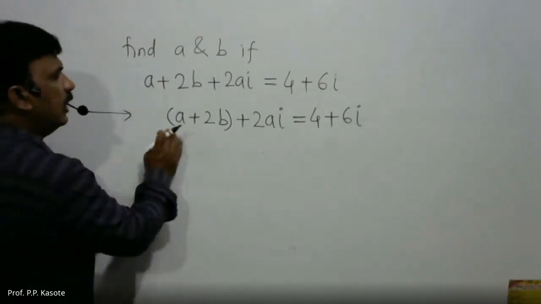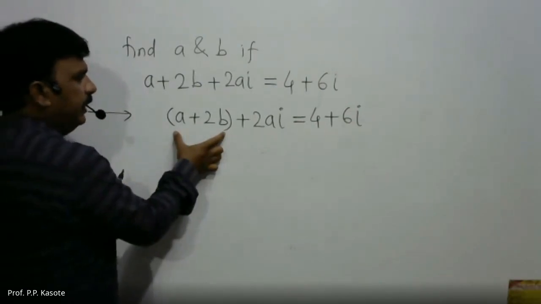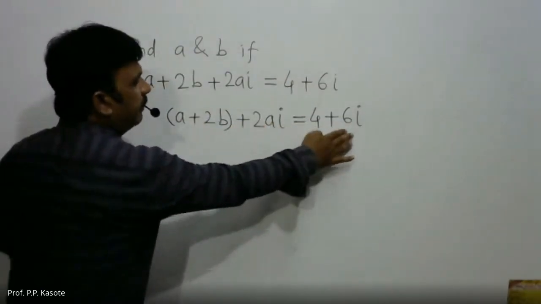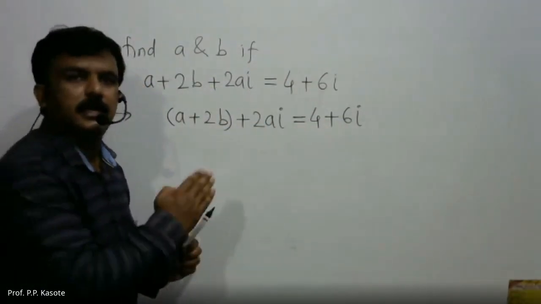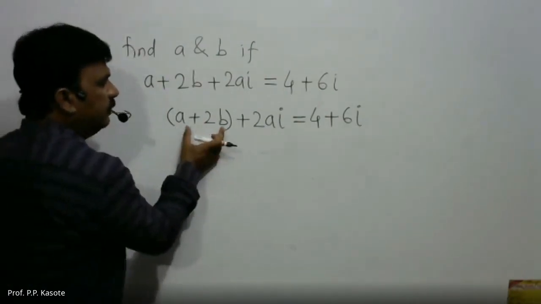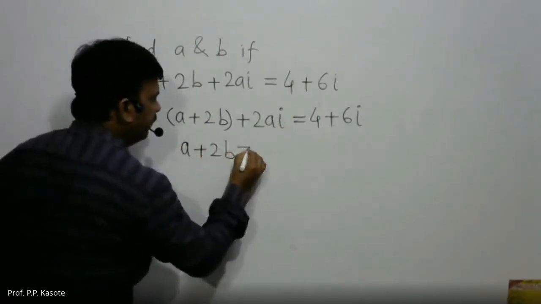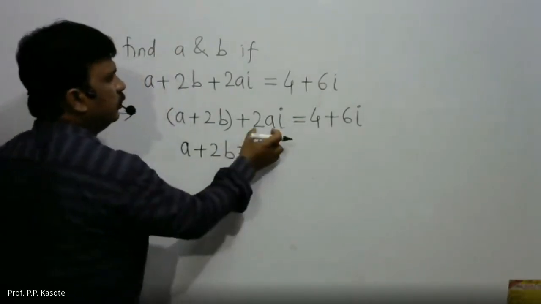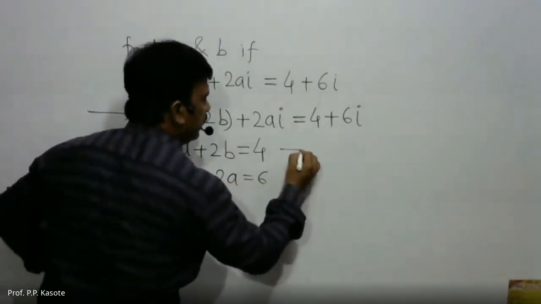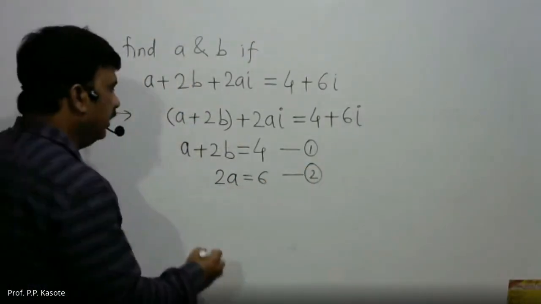Now, here also we are able to see the complex number whose real part is a plus 2b and imaginary part is 2a. Now, these two complex numbers are equal. It means that their real parts are equal as well as imaginary parts are equal. That means a plus 2b is equal to 4, and the second is 2a is equal to 6. We got two equations. Now from these two we can find the values of a and b.